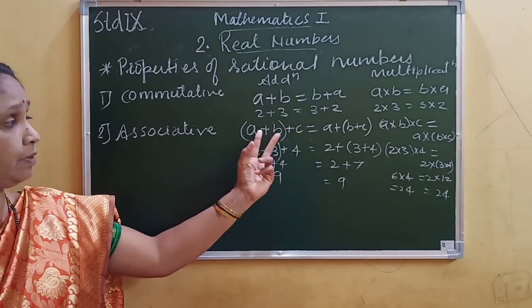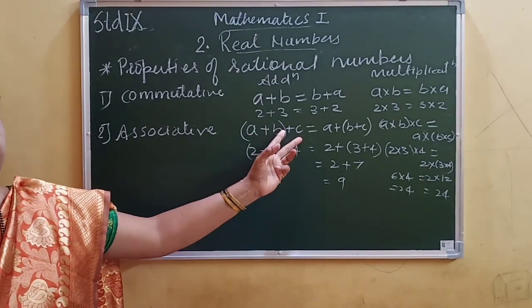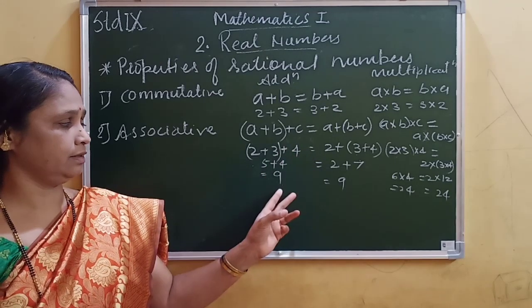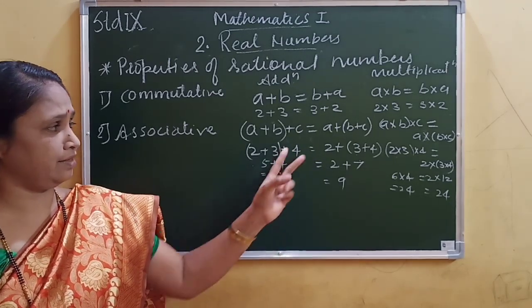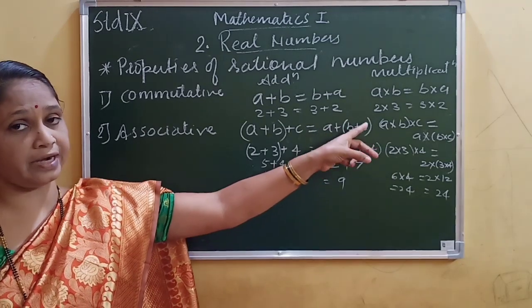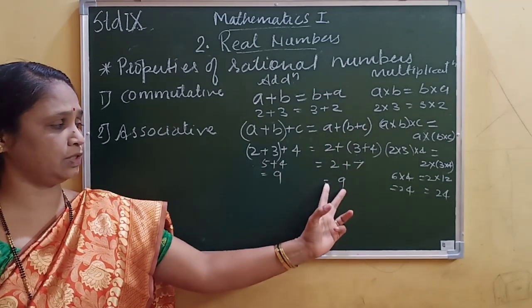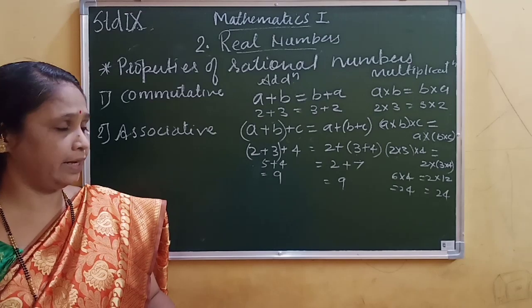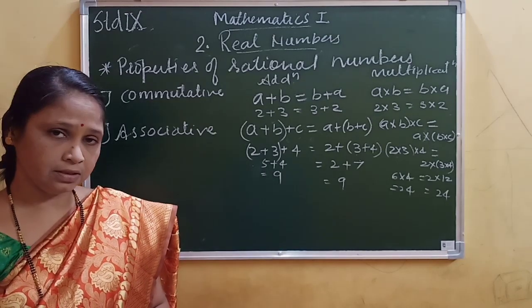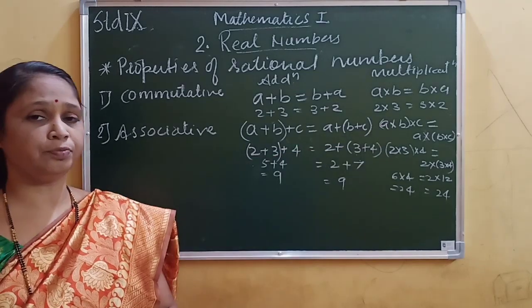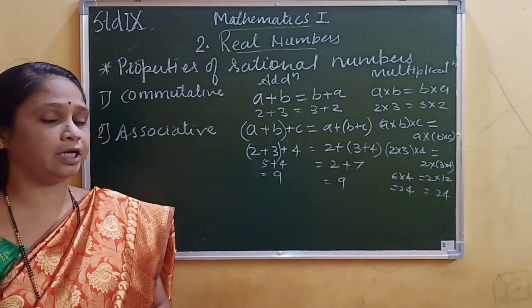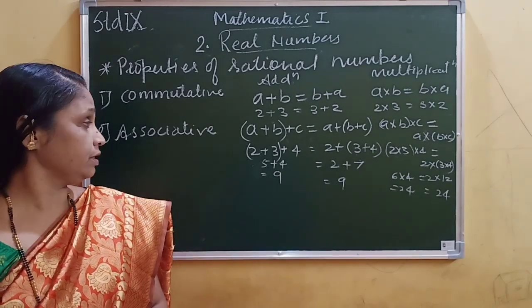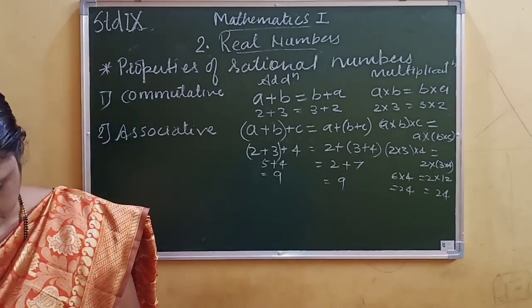What does it tell? We have these three terms a, b, c. If we add a plus b and then add c to their sum, the sum is 9. Same way, if we keep a as it is and add b plus c, the sum is also 9. Either way the sum is equal. Same way, the product of a, b, c, or keeping a as it is and taking the product of b and c, both products will be the same. This is the associative property of addition and multiplication.